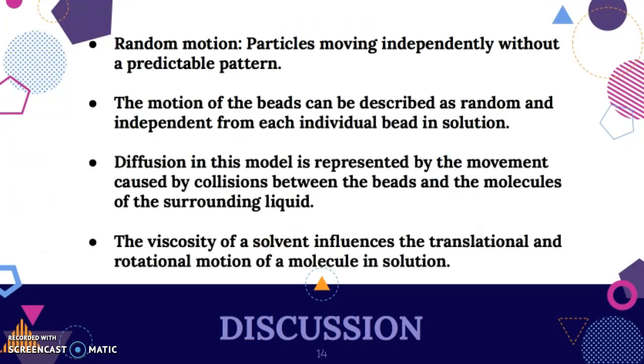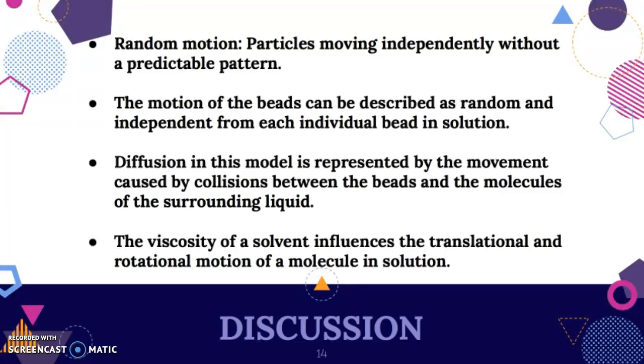From doing this lab, we can define random motion as particles moving independently without a predictable pattern. Even though this movement is random, we have noticed that by changing parameters, we can affect motion. For example, changing the solution, which is what we did in this lab. The motion of the beads can be described as random and independent from each individual bead in solution. Diffusion in this model is represented by the movement caused by collisions between the beads and the molecules of the surrounding liquid. Therefore, by changing the solution, we are changing the mass of the surrounding liquid.